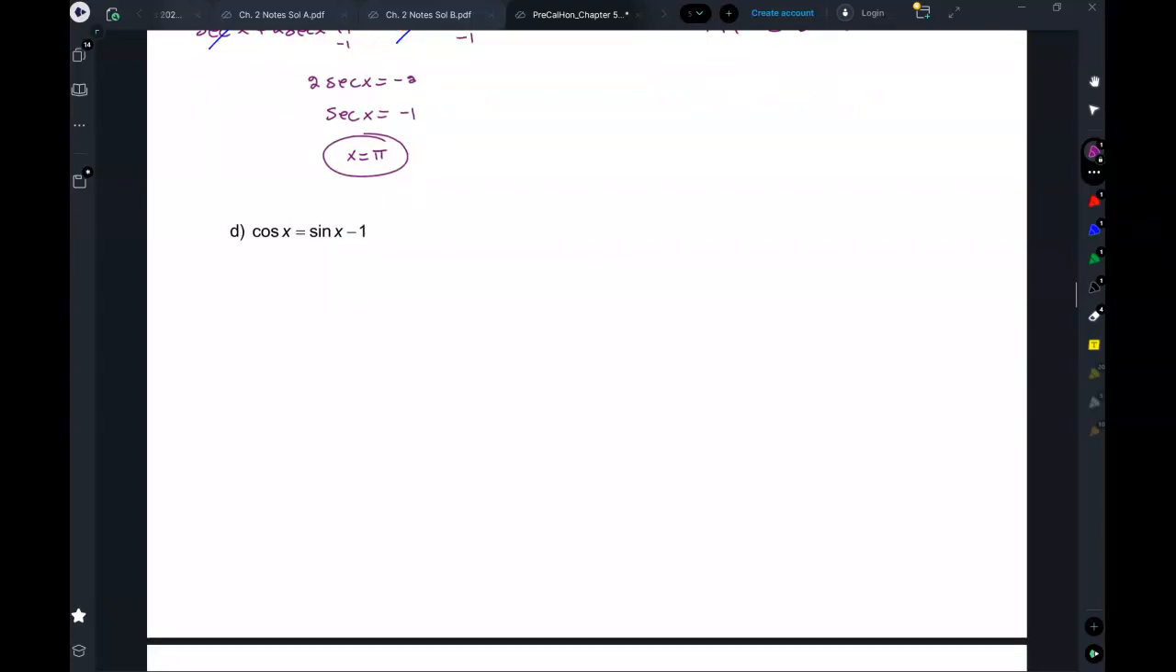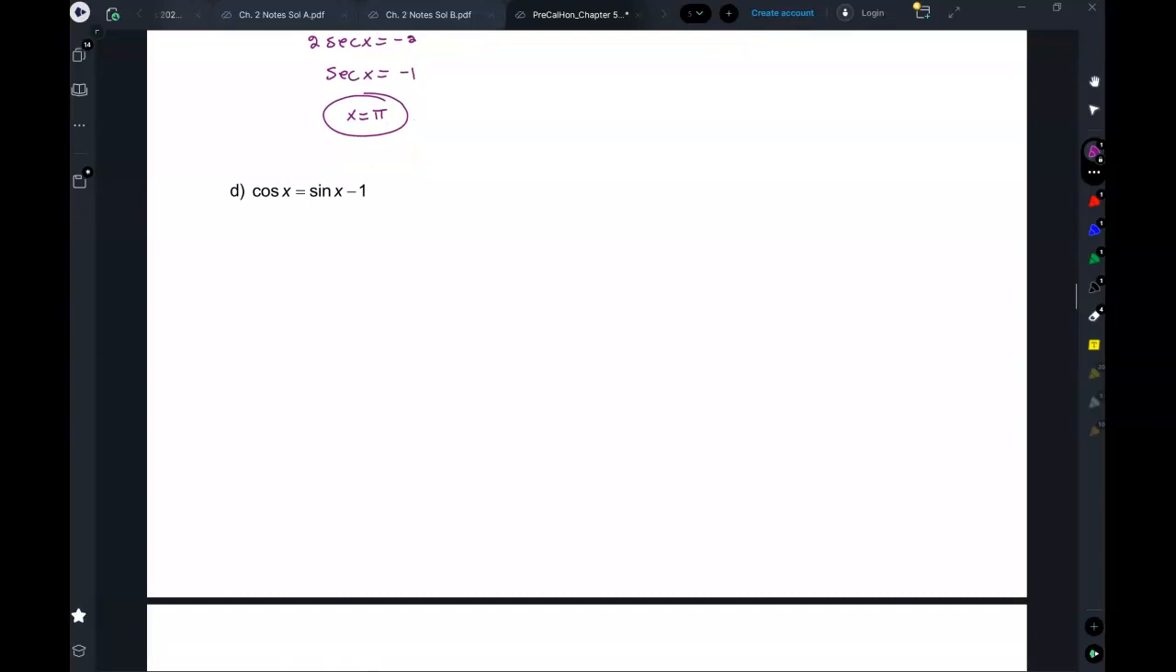Okay? So take a look at this one. This is a very similar situation. You have cosine and sine. They're both single terms, so you have to start by squaring both sides. So I get cosine squared x equal to sine squared x minus 2 sine x plus 1. Okay? Cosine squared x, again, what is that? Sine squared x minus 1. Other way. 1 minus sine squared x.